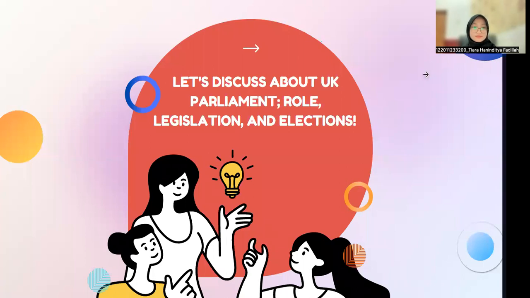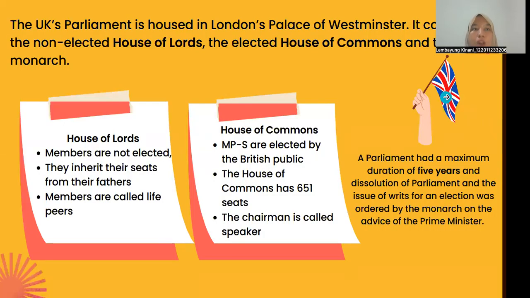Okay, the next few slides will talk about the UK Parliament's role, legislation, and elections. So the United Kingdom's Parliament is housed in London's Palace of Westminster. It comprises the non-elected House of Lords, the elected House of Commons, and the monarch.